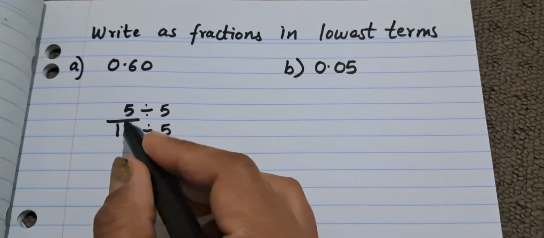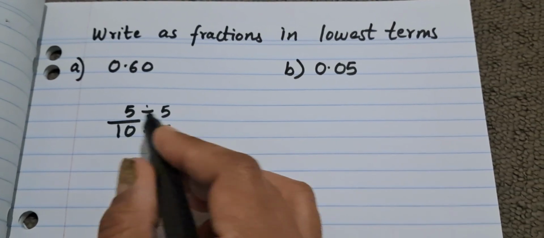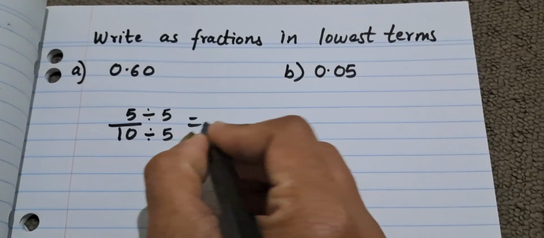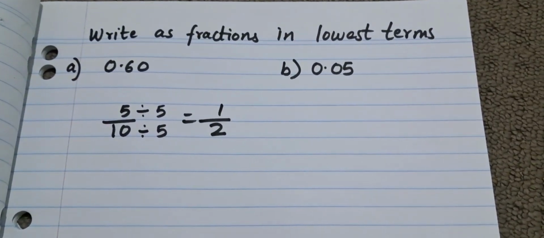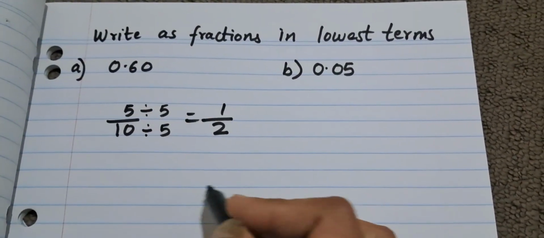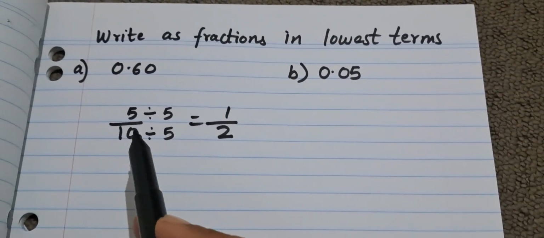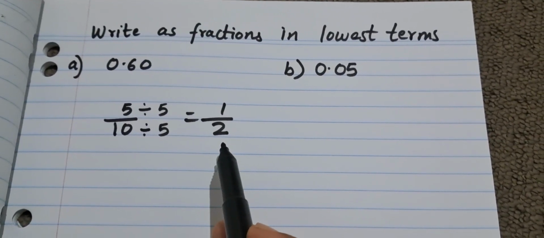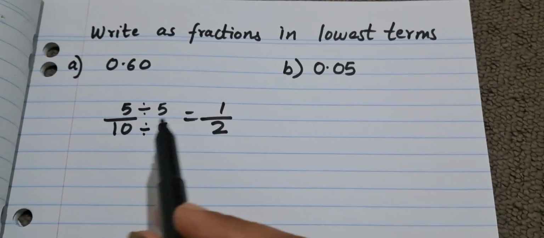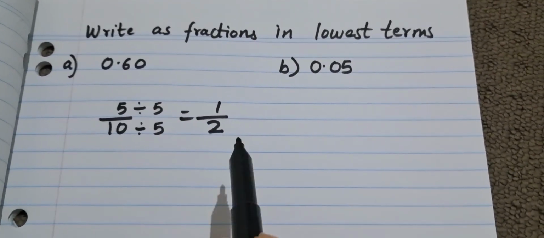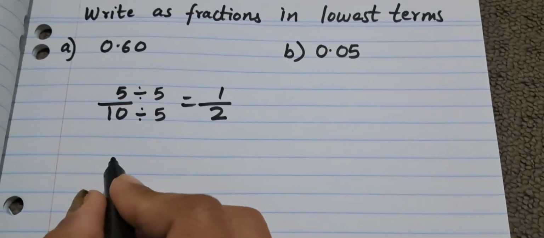See here, in 5 and 10, 5 is common. So we divide both 5 and 10 by 5. So it becomes 1 by 2. This is called converting them into their lowest terms, simplifying the fractions into their lowest terms, writing the fractions in their lowest terms, or just simplifying the fractions. I will give you another example.